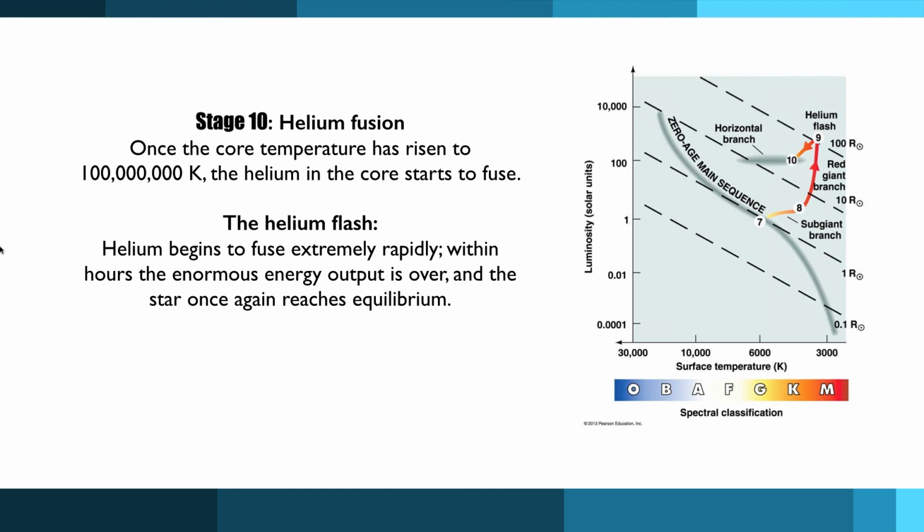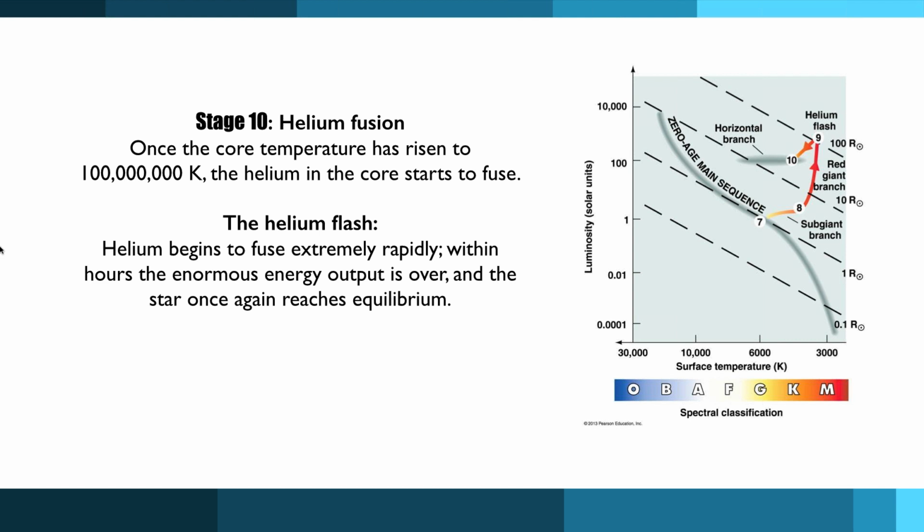About 5 or 6% of that helium core, which now weighs almost half of the mass of the sun, is entirely fused into carbon within just a few minutes. So this is like burning about 10 Earth masses of helium per second. And for obvious reasons, this is called the helium flash, where helium begins to fuse extremely rapidly. And within hours, this process is over.